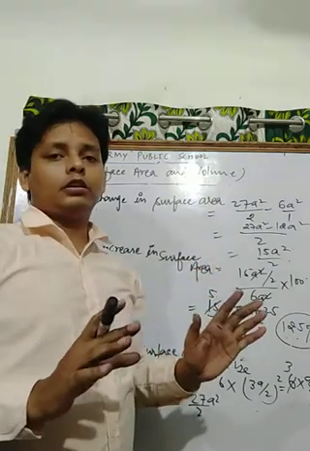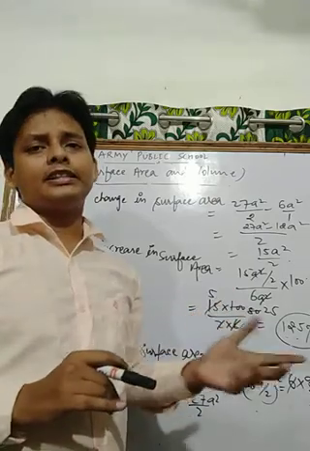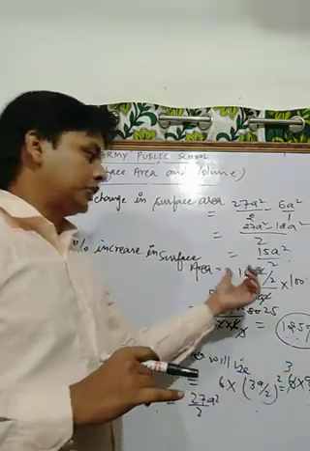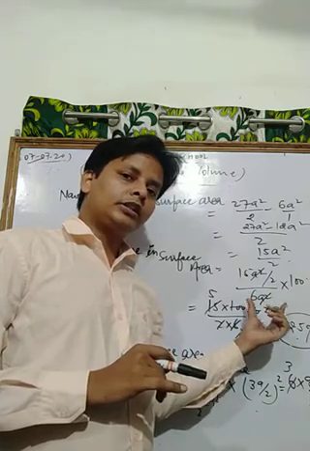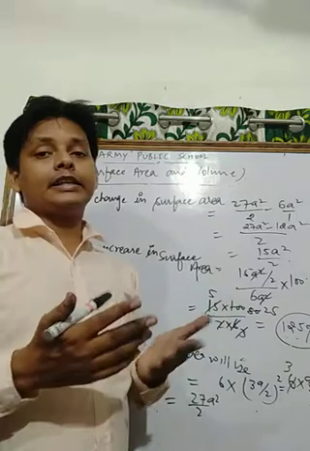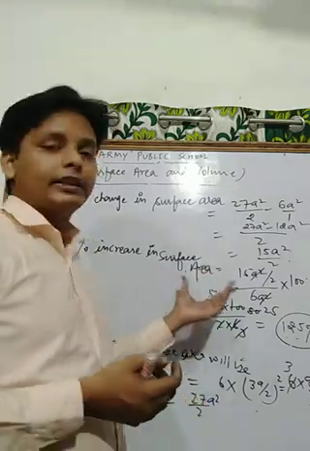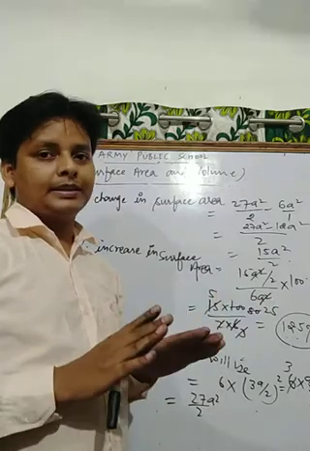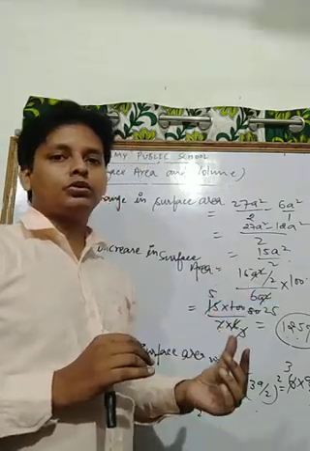The common concept for percentage increase or decrease in any quantity is change in that quantity upon original quantity into 100. This is the basic concept to find the percentage increase or percentage decrease in any quantity.